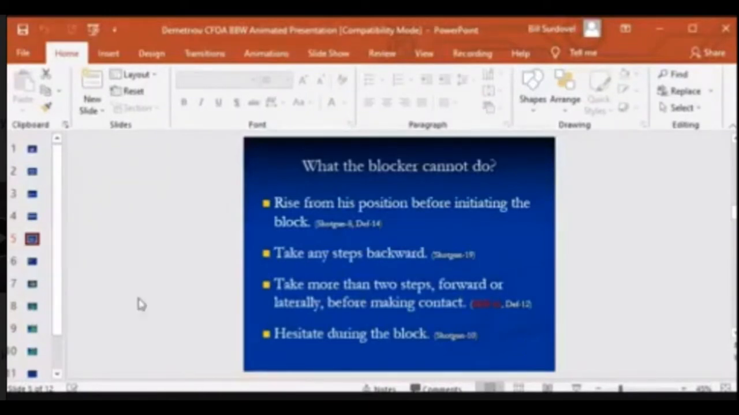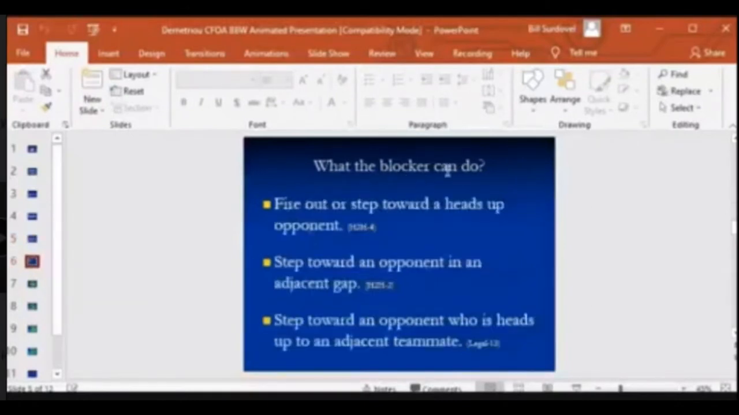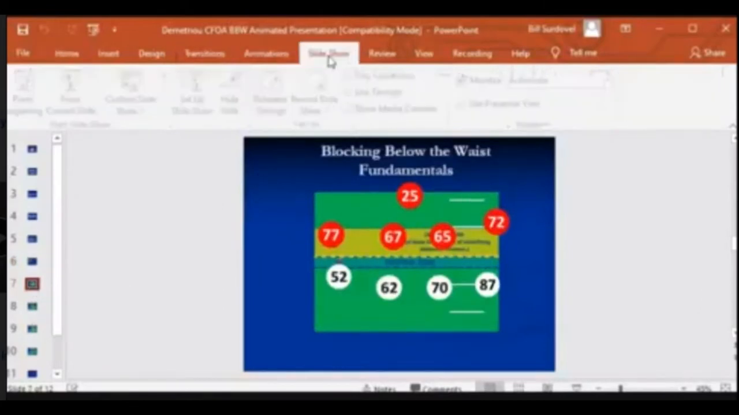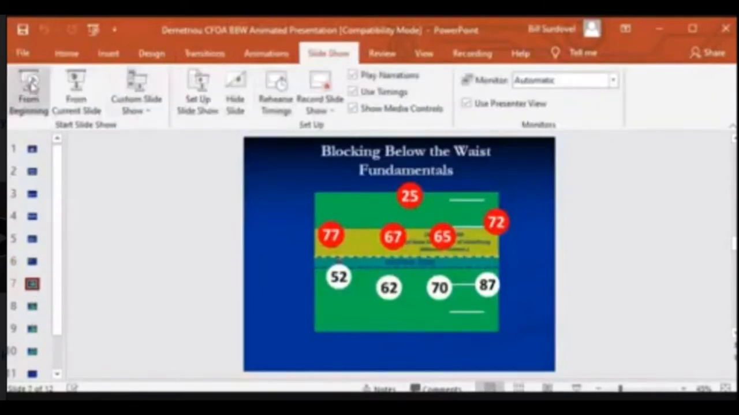You might ask, okay, which players can be blocked? How are we going to call this? What the blocker can do, and by the way, this is defense too, so the defensive players can do this also. You could fire out or step towards a head-up opponent. You could step towards an opponent in an adjacent gap, or you can step towards an opponent who's head up to an adjacent teammate. So those are the three guys who basically we think can get blocked. So here's the best way to look at it. Let me see if I can do this as a slideshow. It will be better if I can.